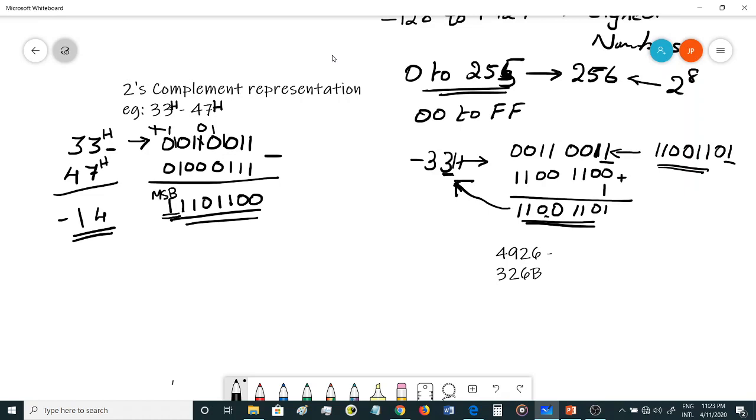To get the original number, you will have to take its 2's complement. Like the way we took the 2's complement over here, we will have to take the 2's complement to see what is the actual number. So let's take the 2's complement. You get the result as, if you apply the rule that we applied over here, by taking all the numbers till the first one.